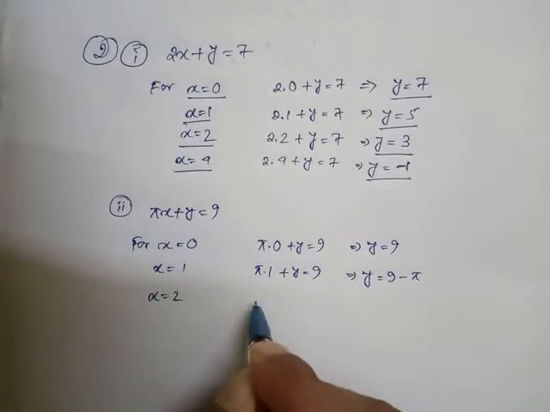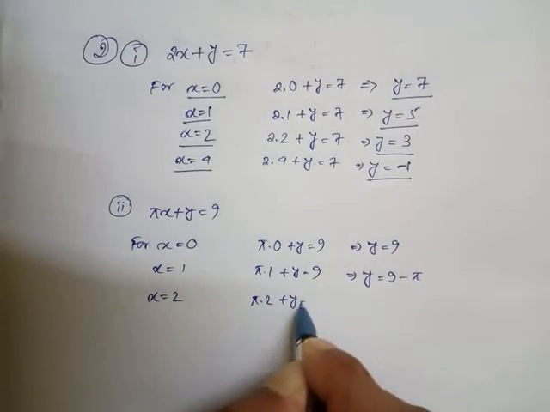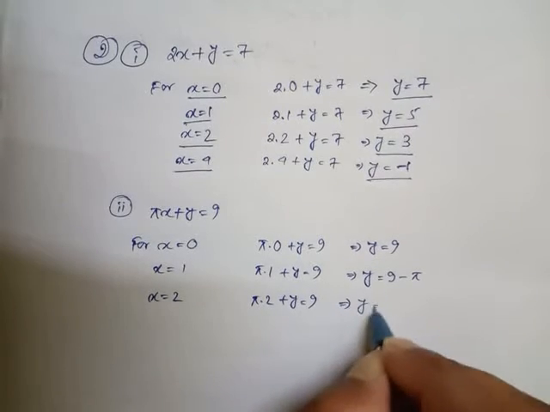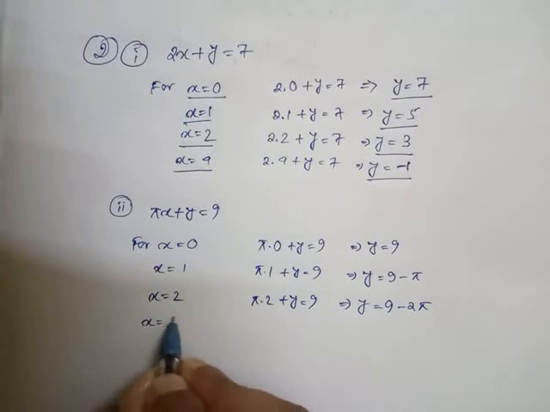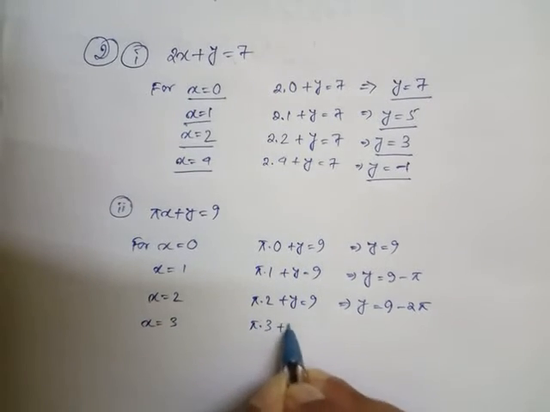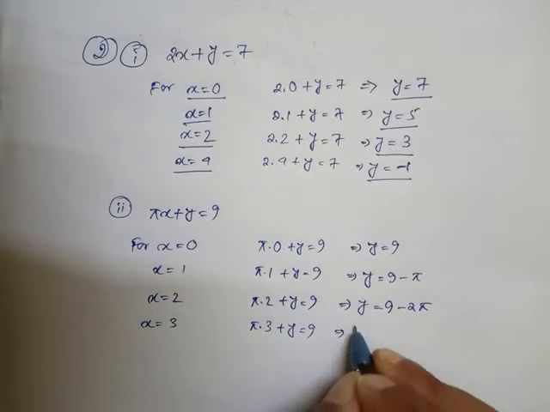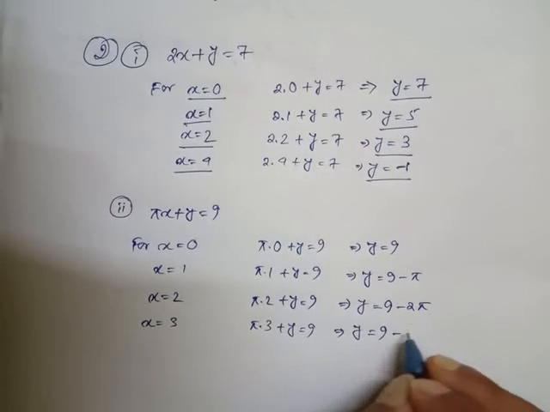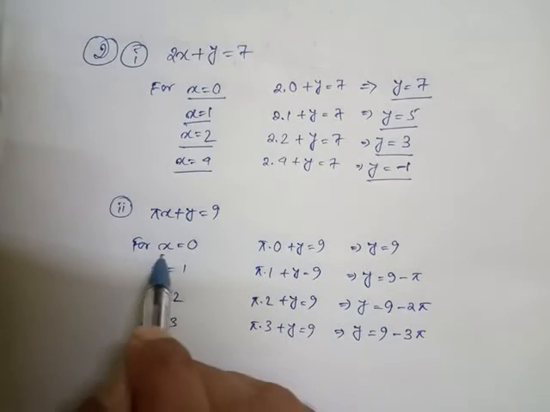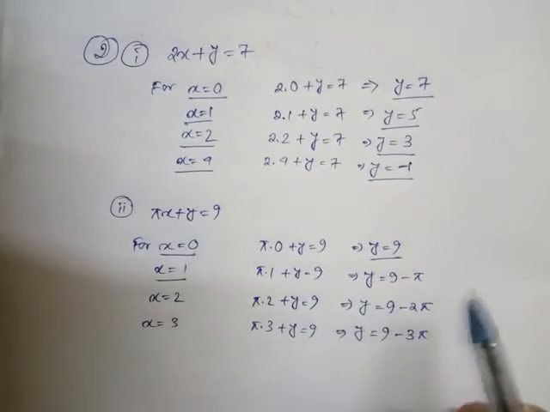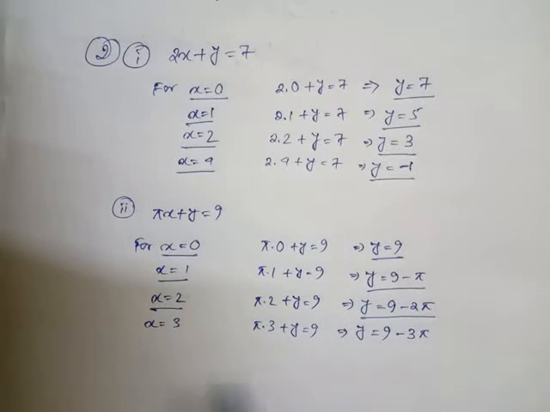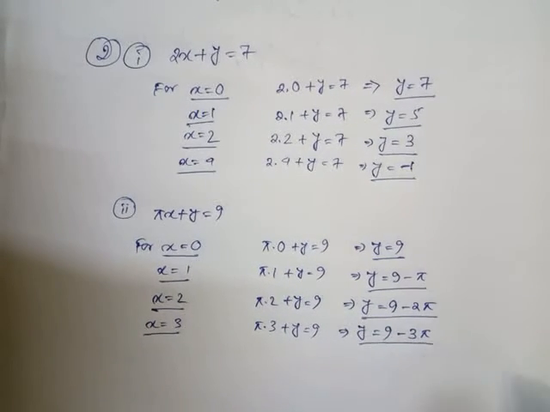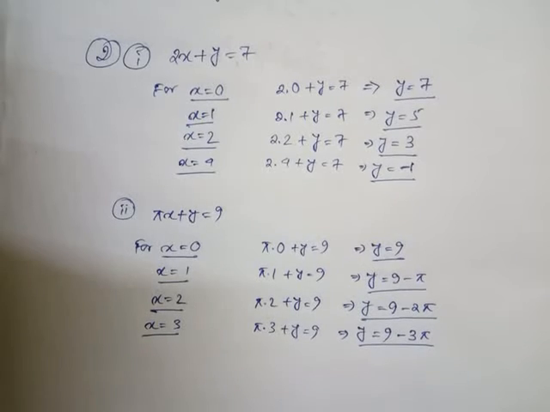Next one, x equal to 2. So pi into 2 plus y equal to 9. And y equal to, taking this value on that side, 9 minus 2 pi. Next one is x equal to 3. Then pi into 3 plus y equal to 9. So y equal to 9 minus 3 pi. Look here now student, if x is 0, y is 9, x is 1, y is 9 minus pi, x equal to 2, y equal to 9 minus 2 pi, x equal to 3, y equal to 9 minus 3 pi. These are the 4 different values of equation number 2 of question number 2.